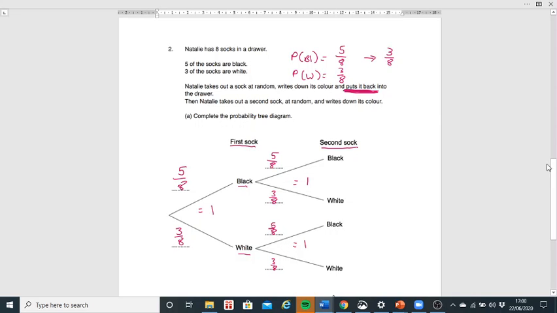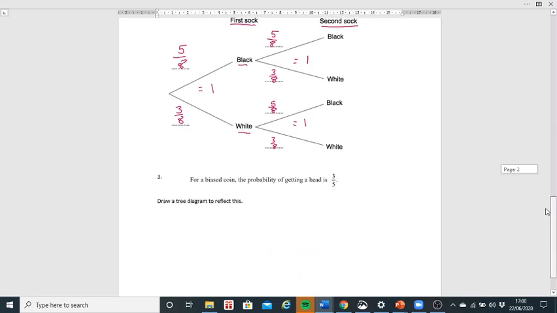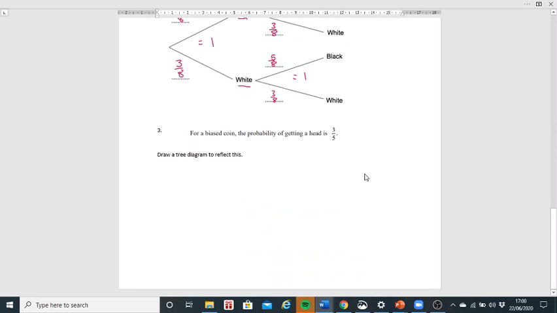Right, third one then. What happens if we get no tree diagram at all and we've got to do it ourselves? So for a biased coin, the probability of getting a head is 3/5. Draw a tree diagram to reflect this. Now, here's the interesting question. I'm going to go for flipping one coin and show you what the diagram is going to look like. And then I'm going to show you what happens if we're flipping 2 coins.